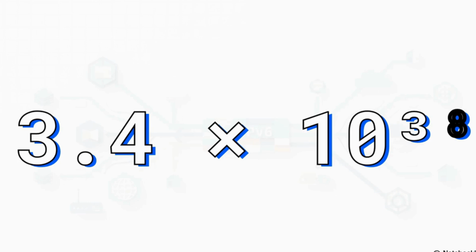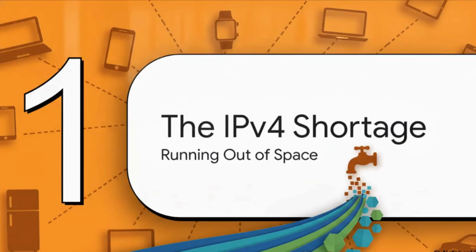3.4 times 10 to the 38th power. That represents roughly 340 undecillion addresses. Yeah, undecillion. This is the sheer mathematical scale of what our new hero protocol can generate to save us from a massive global connectivity crisis. To really put that into perspective, that's enough IP addresses to assign one to literally every single atom on the surface of the Earth, and we'd still have plenty left over. It's effectively infinite.